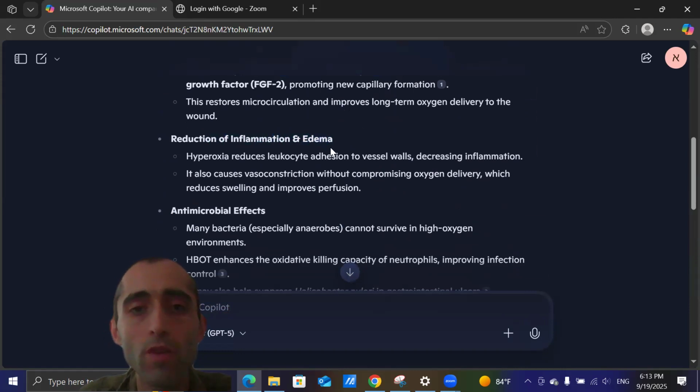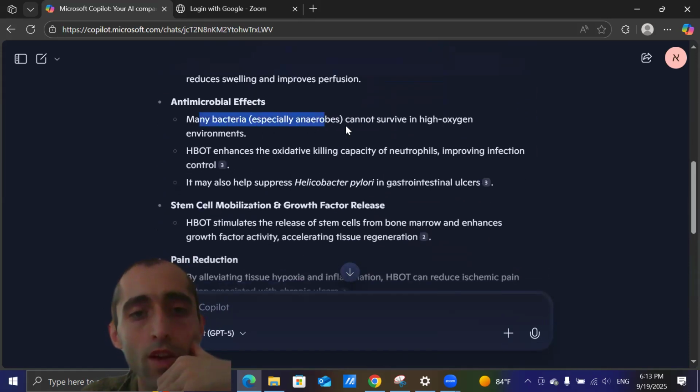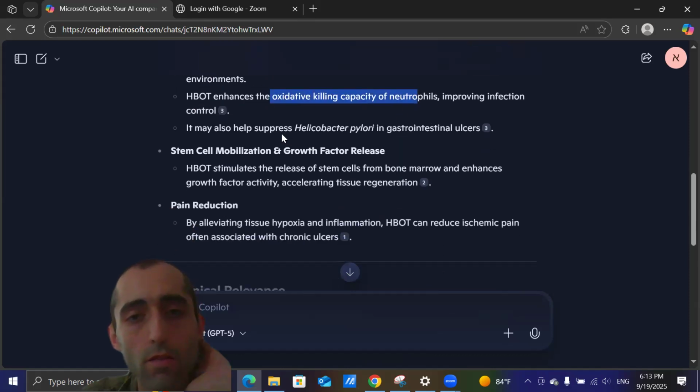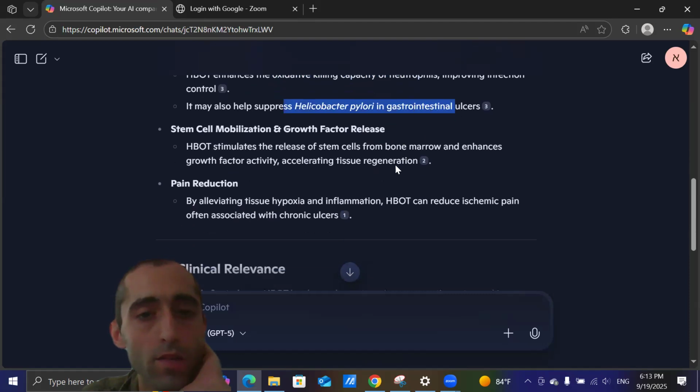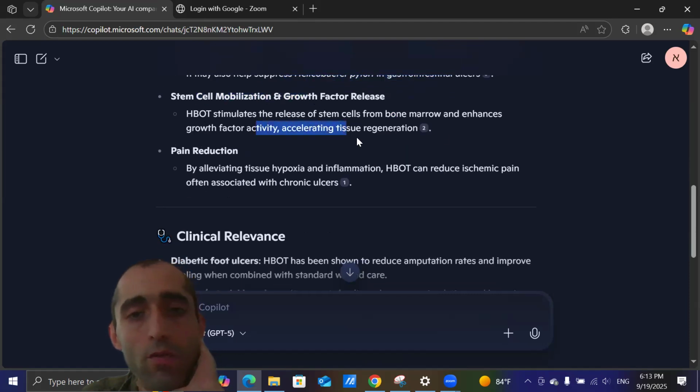Reduction in inflammation and edema. This is because HBOT causes reduction of inflammation by vasoconstriction. We can see that it reduces local adhesion and causes vasoconstriction without compromised oxygen, because we give a high concentration. Antimicrobial effect, especially anaerobes, as we talked about, oxidative killing by neutrophils. Okay, this I didn't know, but okay. Stem cell mobilization and growth factors. I didn't really know about it, but okay.